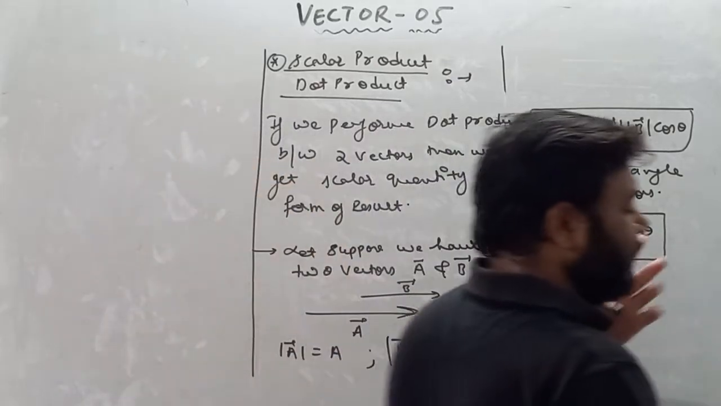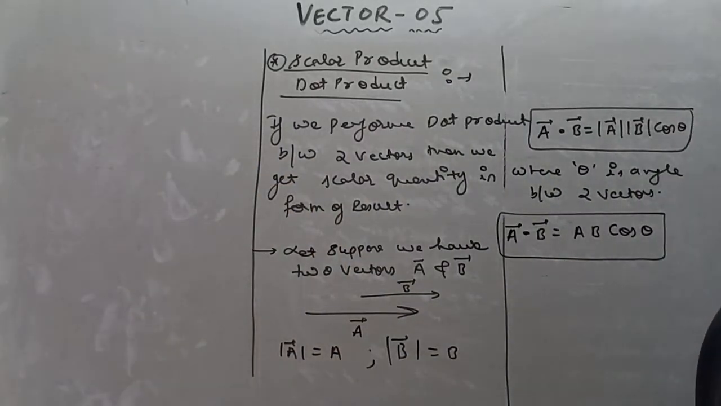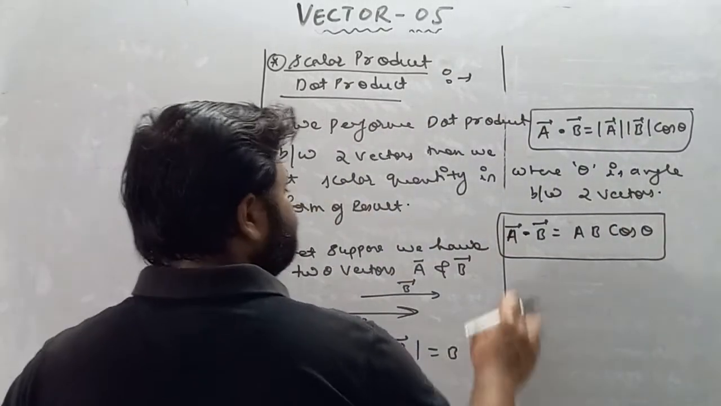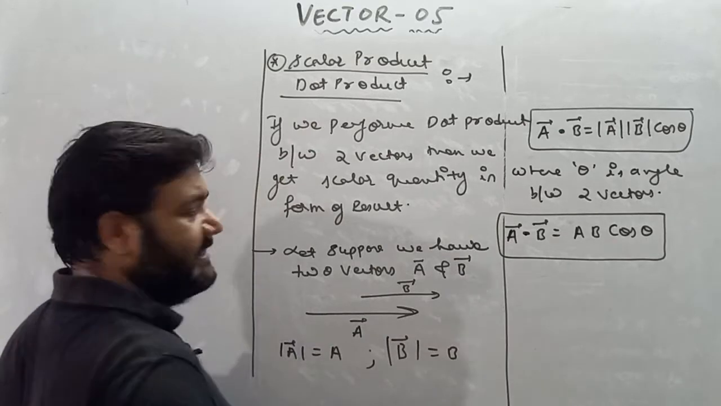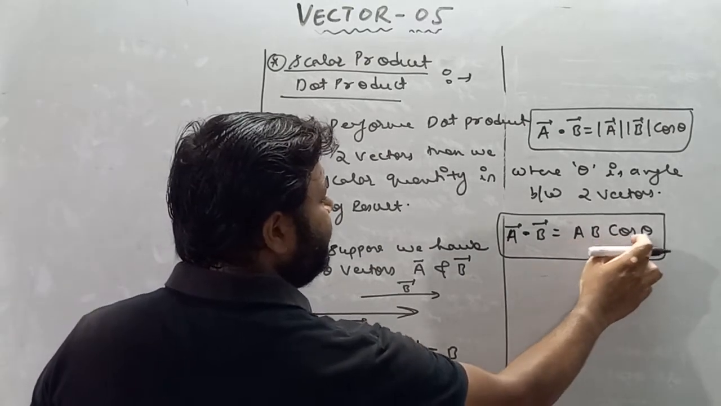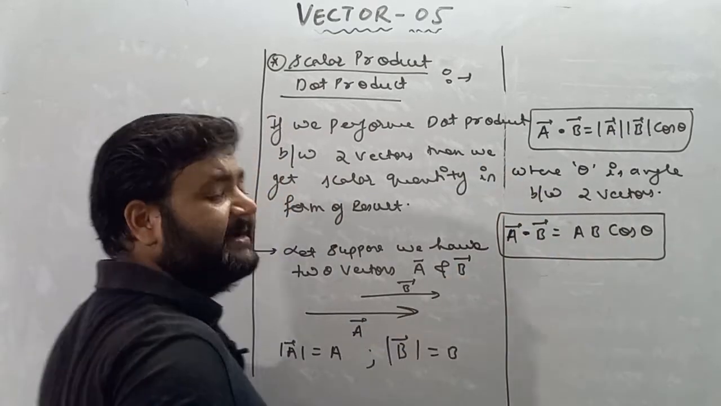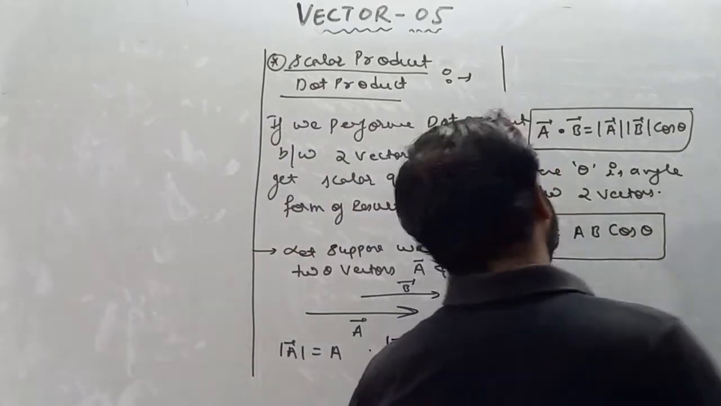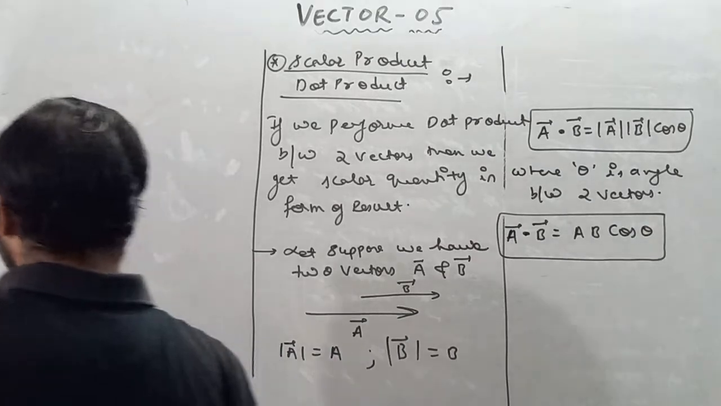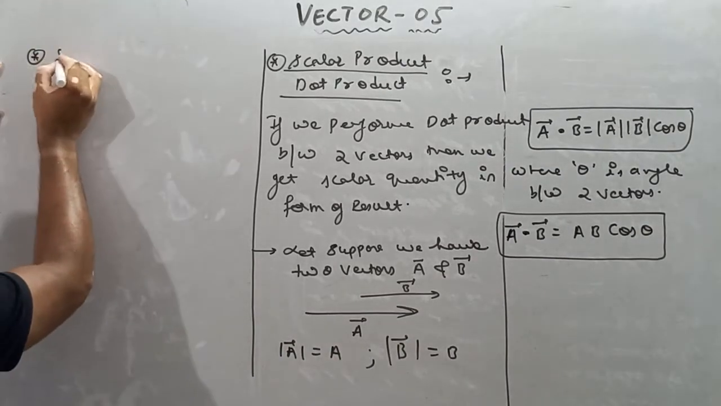I hope you all understand what dot product actually is. First of all, you have to learn the formula. A vector dot B vector is equal to AB cos theta, where theta is the angle between A vector and B vector. Write down its special cases.